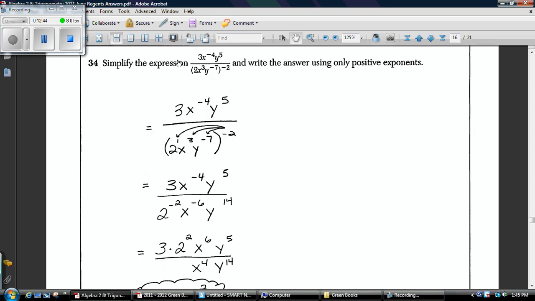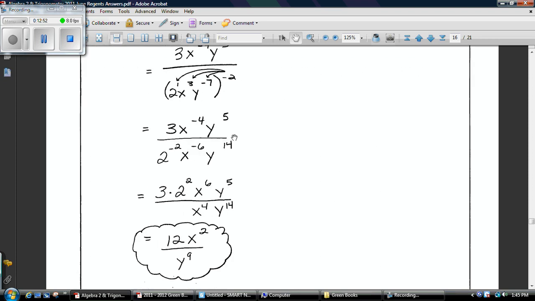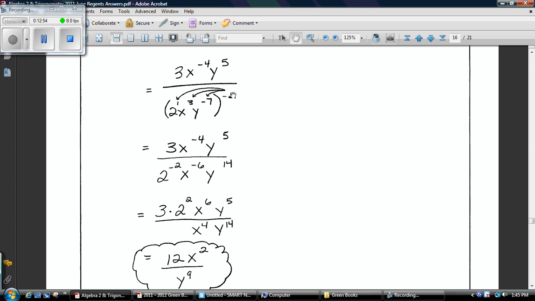Okay, so we're going to need to simplify and only use positive exponents. So the first thing I'm going to do is write this out a little bit bigger. Okay? And then I'm going to distribute this negative 2 inside. That gives me this. Right? Then, look, positive exponents just means whenever you have a negative in the exponential spot, it really means the reciprocal, which means 2 to the negative 2 in the denominator is really 2 squared in the numerator.